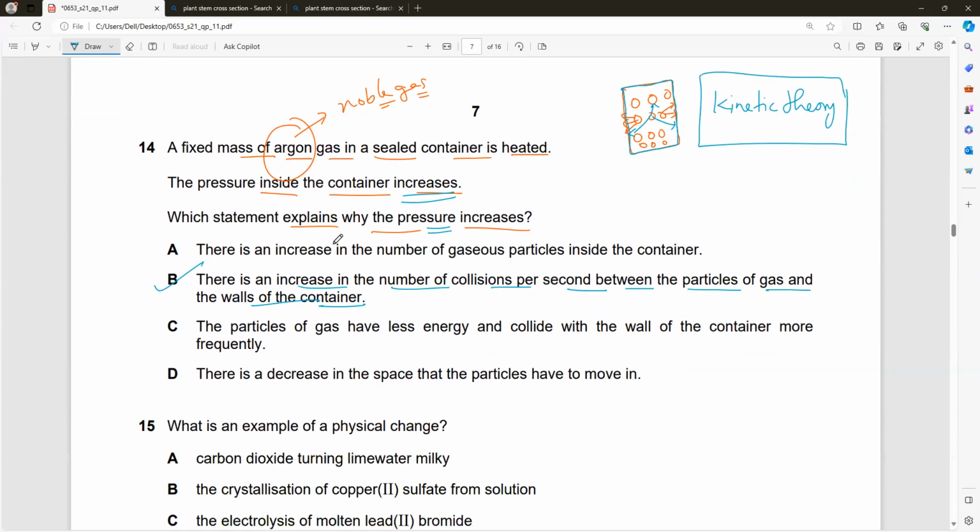So, the pressure of a gas is based upon the number of collisions among the gas particles and between the particles and the walls of the container. That is what we used to call a pressure. So, we'll calculate there even a formula also.